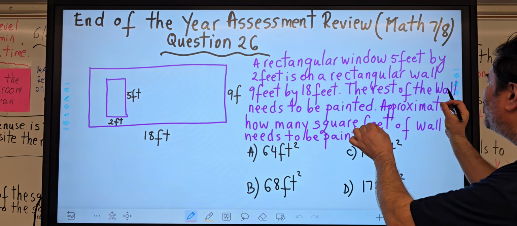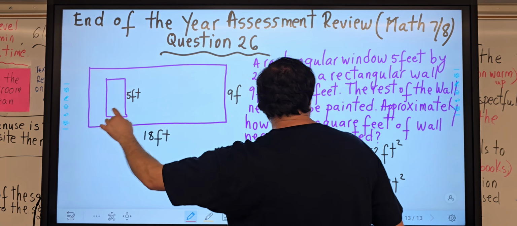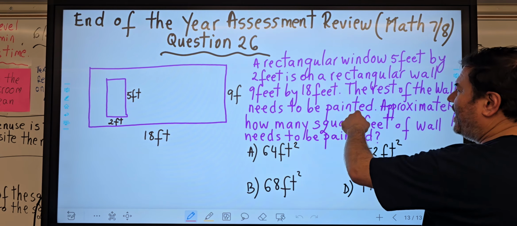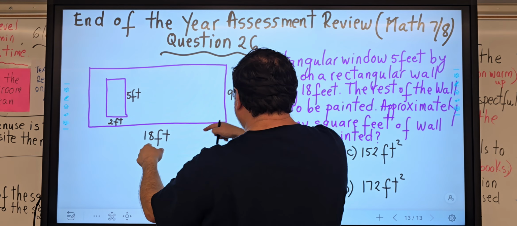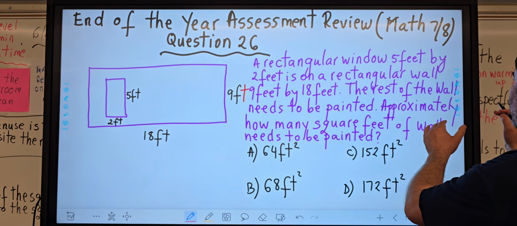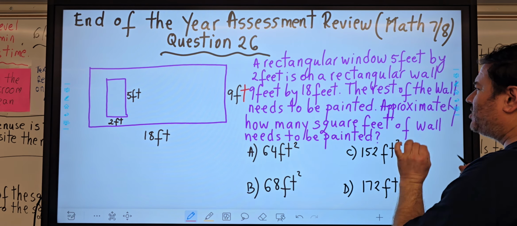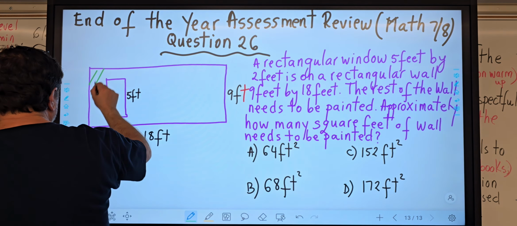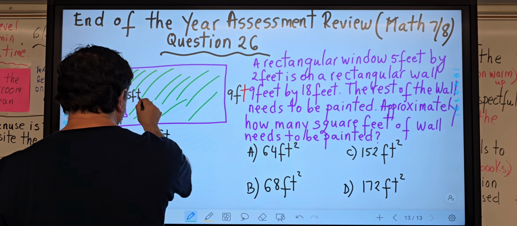A rectangular window 5 feet by 2 feet is placed on a rectangular wall 9 feet by 8 feet. The rest of the wall needs to be painted. Approximately how many square feet of wall needs to be painted? So all of this needs to be painted, except the window. So everything here needs to be painted.